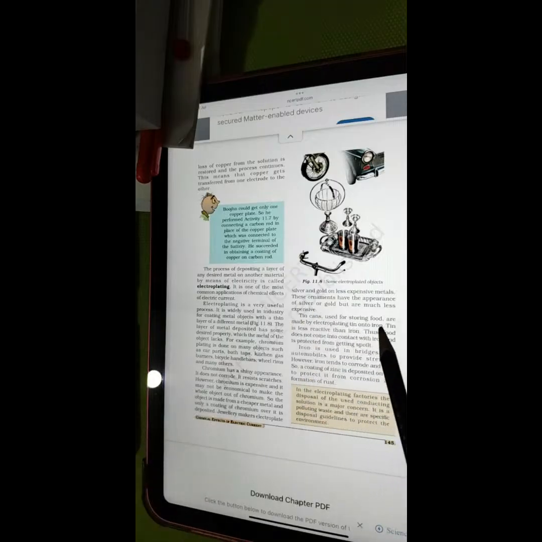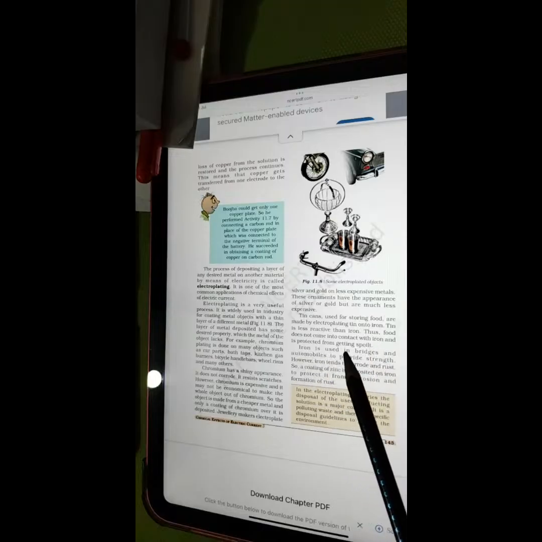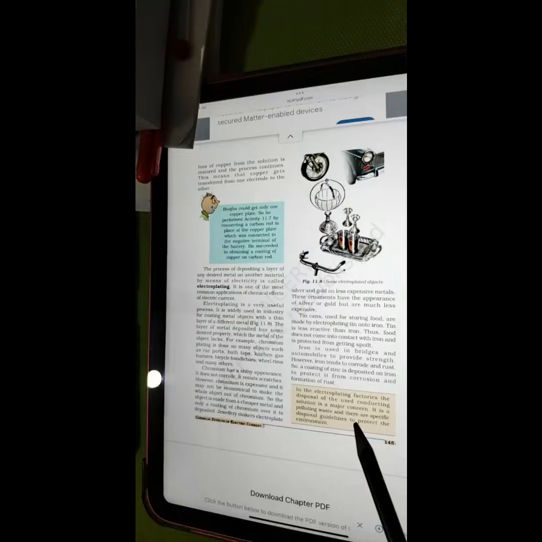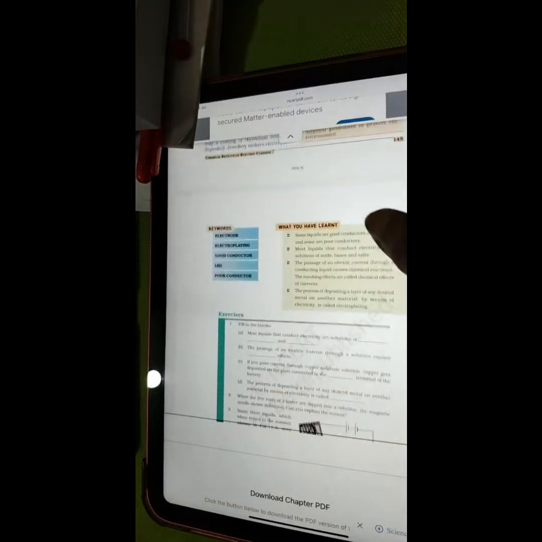Tin cans used for storing food are made by electroplating tin onto iron. Tin is less reactive than iron, thus, food does not come in contact with iron and is protected from getting spoiled. Iron is used in bridges and automobiles to provide strength. However, iron tends to corrode and rust, so a coating of zinc is deposited on iron to protect it from corrosion and formation of rust. In the electroplating factories, the disposal of the used conducting solution is a major concern. It is a polluting waste and there are specific disposal guidelines to protect the environment.